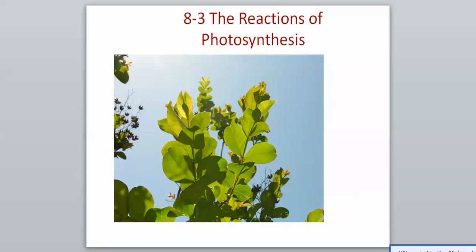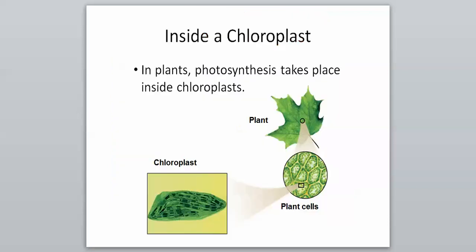We are in section 3, and we're going to look at some specifics about the reactions of photosynthesis, so where it actually occurs and how it occurs is what we're going to look at today. The first part we need to examine is inside the chloroplast. In plants, photosynthesis takes place inside the chloroplast. We've all heard of this organelle before, so this should not be news to anyone. It should be review that photosynthesis occurs inside of the organelle called the chloroplast.